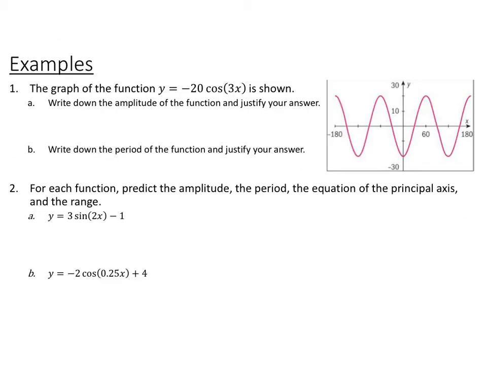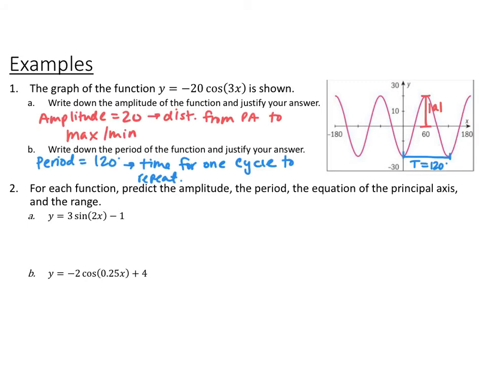Using all that information, we have a graph here of y = -20 cos(3x), and we want to find the amplitude and justify why it's the amplitude, and find the period and justify. Looking at this graph, go ahead and pause the video and do number 1. Amplitude is the distance from your principal axis, which in this case is still the x-axis, to a maximum or minimum. I noticed that that's a distance of 20.